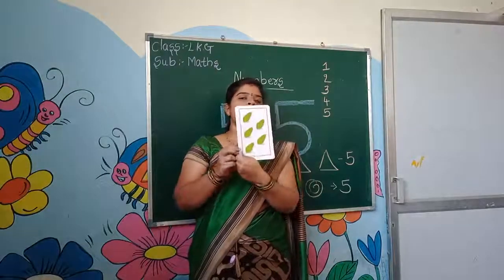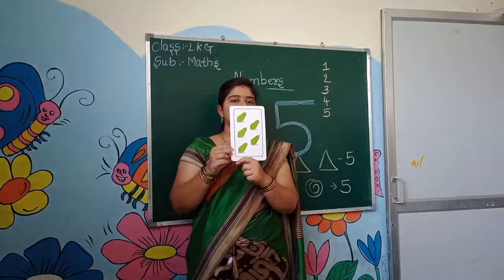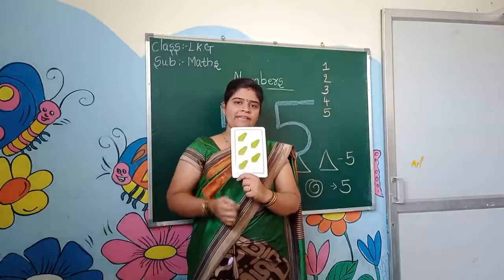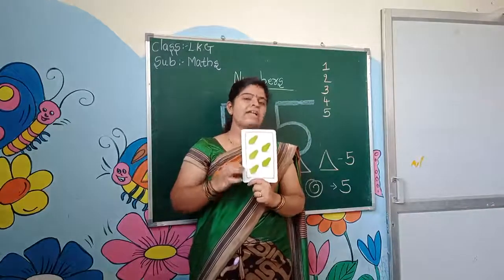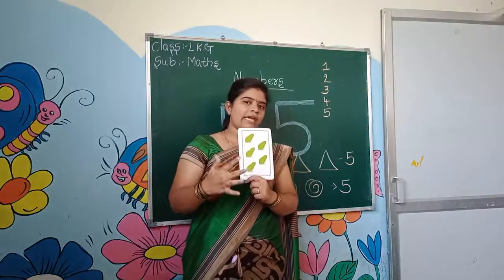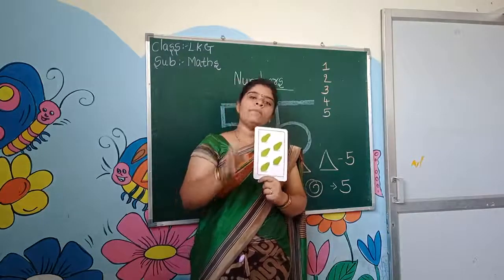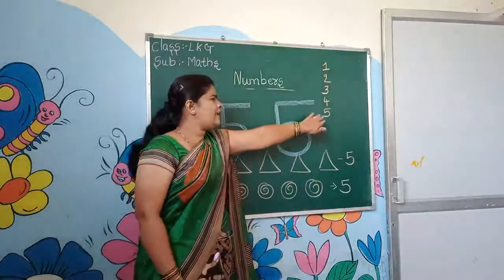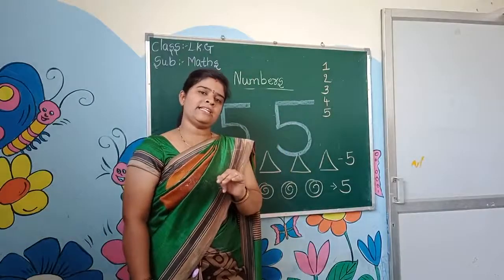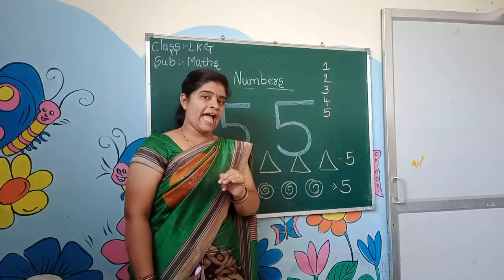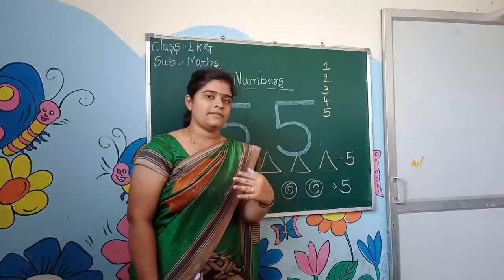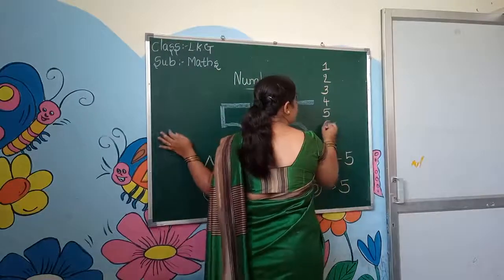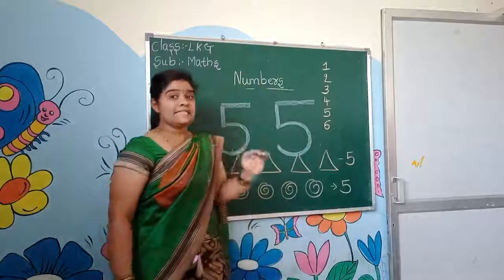Then, here how many papayas are they given? Count. 1, 2, 3, 4, 5. Yes, children. They are given 5 papayas. Okay. Today we learn number 4 and number 5. After the 5, which number will come, children? Very good. Number 6. Next number is 6.